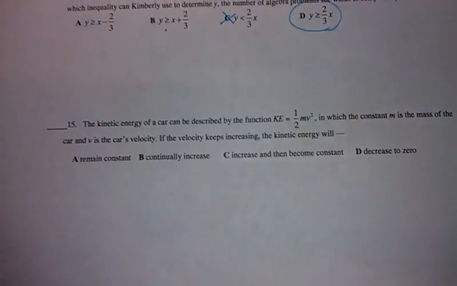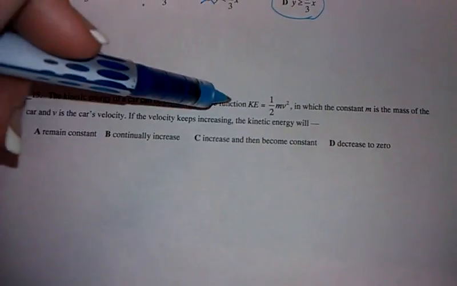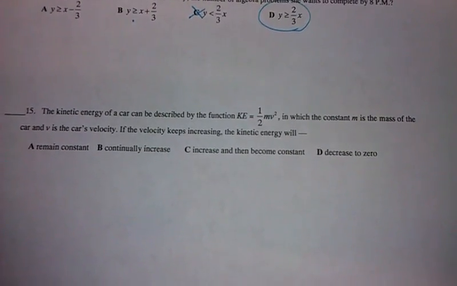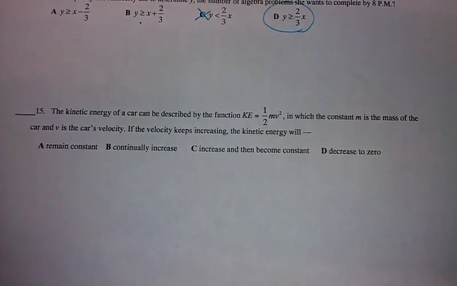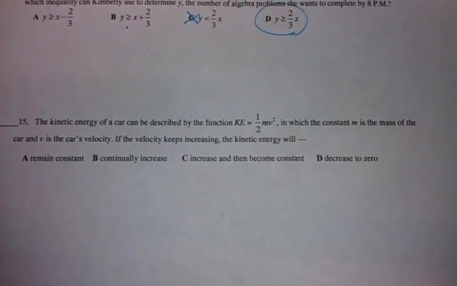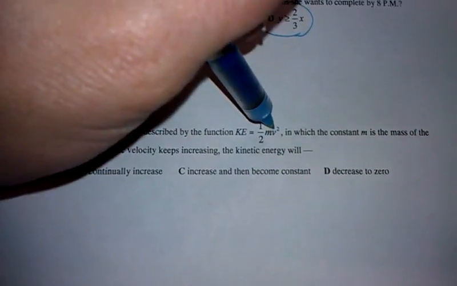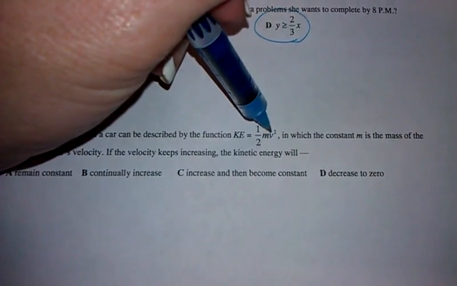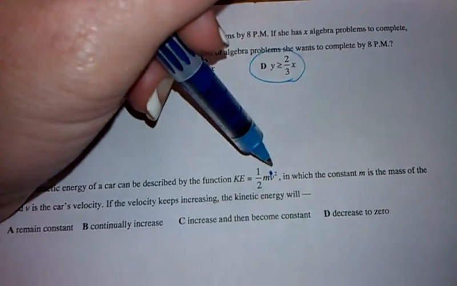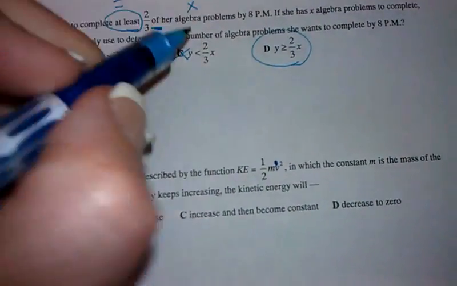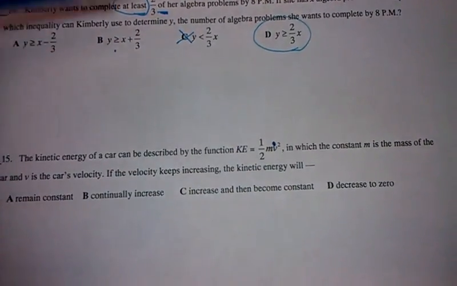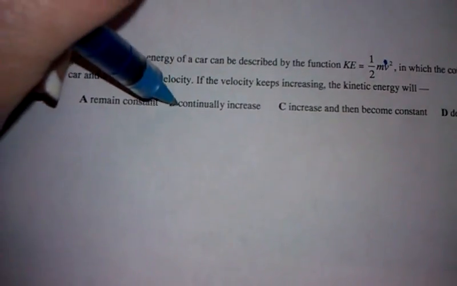The last one: the kinetic energy of a car can be described by the function KE equals 1/2 mv squared, in which the constant m is the mass of the car and v is the car's velocity. If the velocity keeps increasing, the kinetic energy will, well, let's look at this. Velocity is being squared. That means that even if the number is positive, negative, any of that, it's doubling all the time. No, it's not doubling. It's being squared. Because 2 squared is 4. This is making sure that it continually gets bigger and bigger and bigger. It will continually increase.